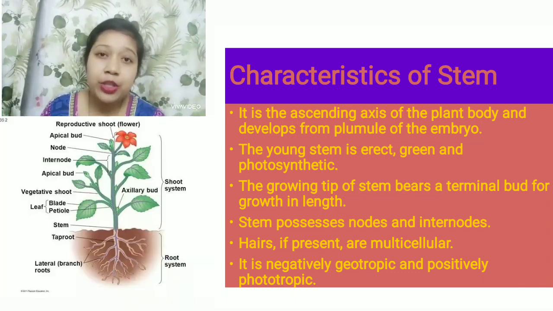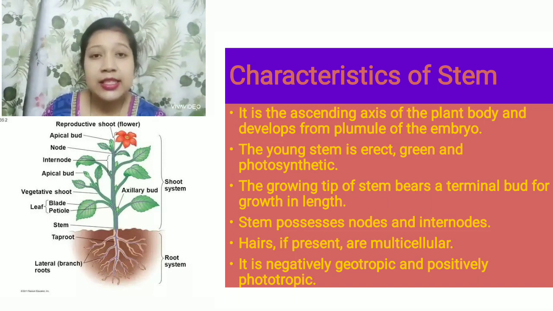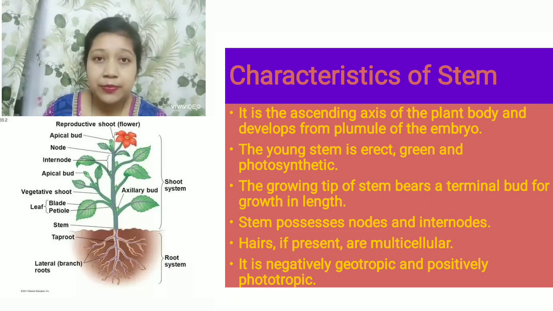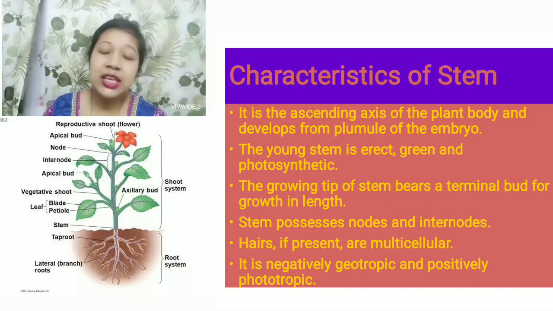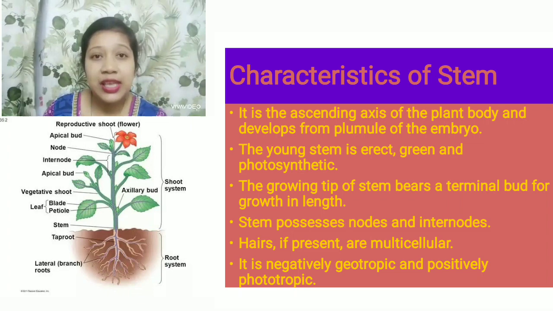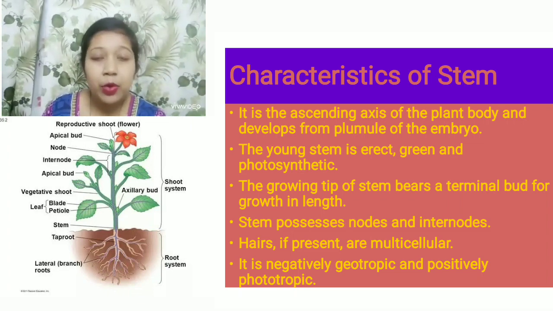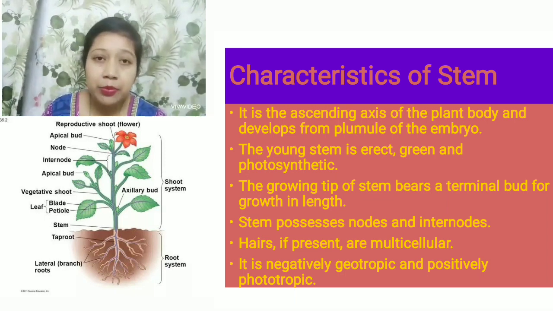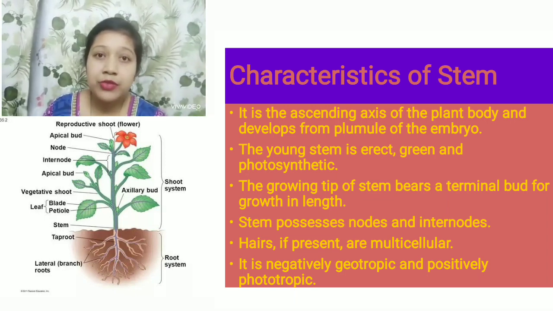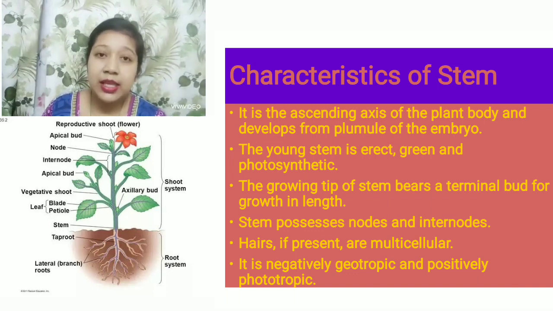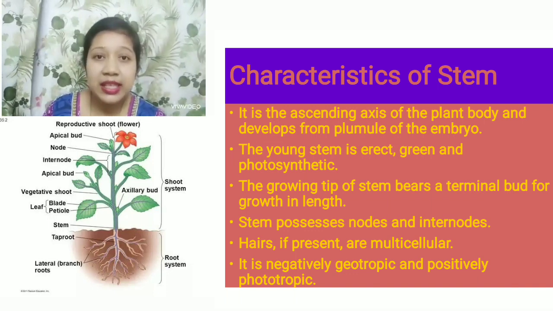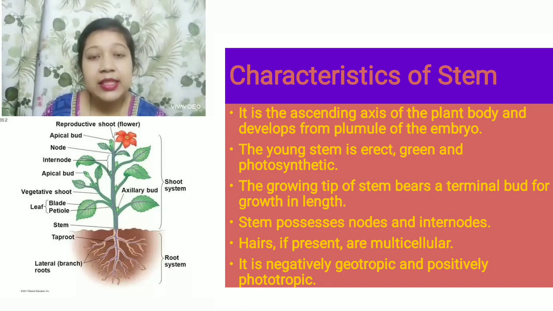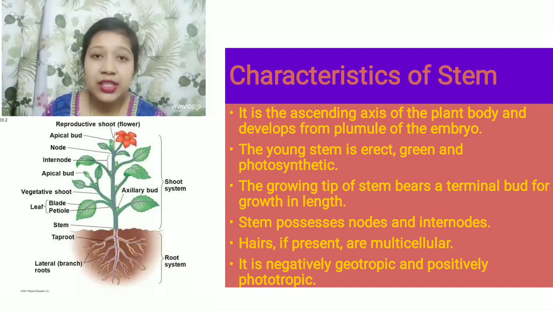Then comes the next important characteristic: the stem always bears lateral branches or leaves, and from these lateral branches come out the flowers, fruits, etc. So that is another important point to be kept in mind, that they always bear lateral branches. So the whole branching of the stem takes place in the stem which holds the leaves, flowers, fruits, etc. And along with that, these branches are always exogenous in their origin.